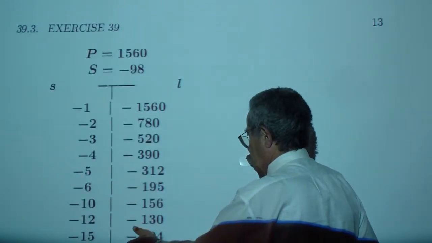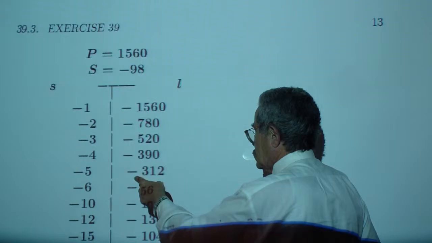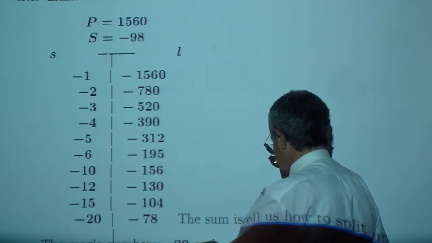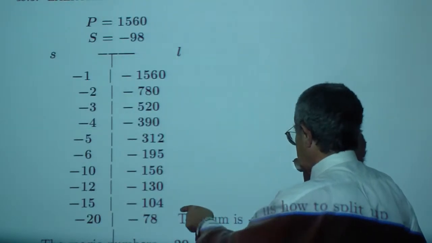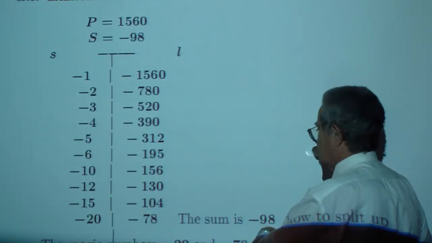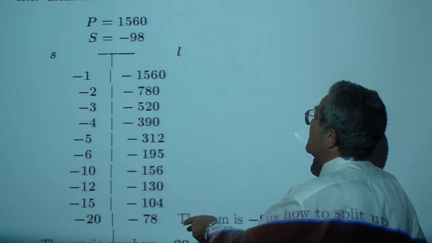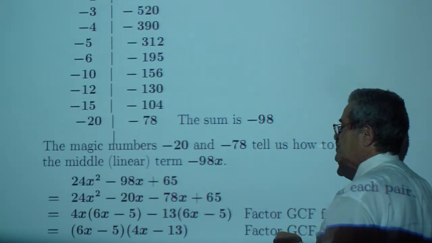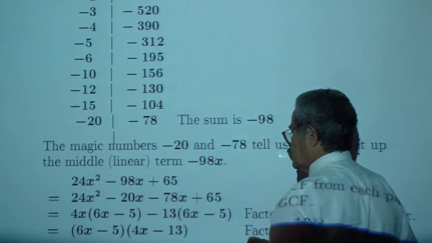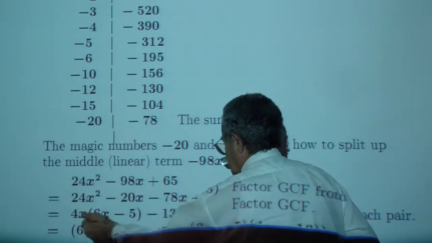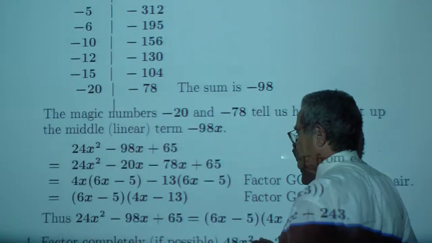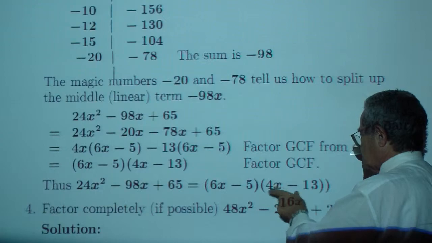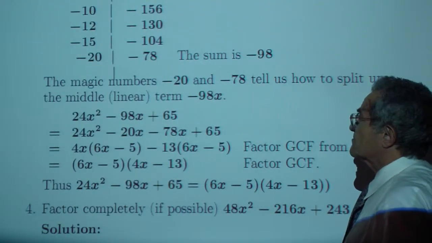So 3, 4, 5, 6, 10, 12, 15, 20. At 20, we get -98 for the sum and 1,560 for the product. So my magic numbers are -20 and -78. Factor out 4x, factor out -13. Your product is 6x minus 5 times 4x minus 13.